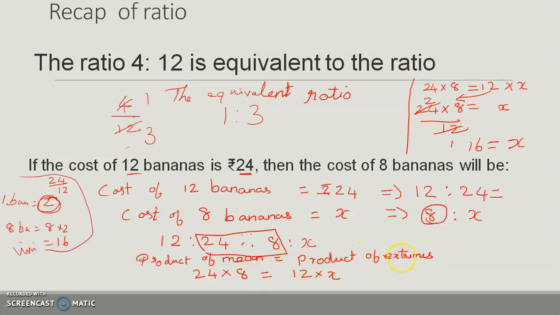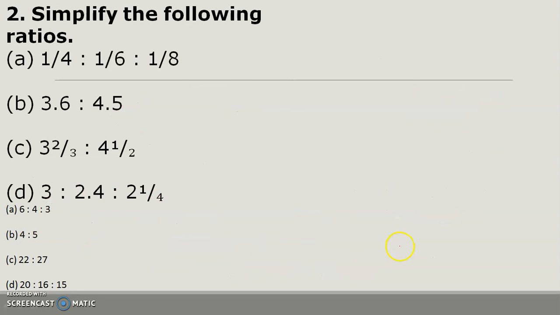Is it clear, children? You can make use of anything, but when it comes to descriptive answers, I will insist you make use of ratios, because ratios and proportion you will come across in all the chapters in every standard. So be confident in this chapter, ratio. Okay, children, shall we move to the next question? Simplify the following ratios. Here there are 4 problems. I will do 2 and you will do 2. I will do A and D. You will do B and C as homework. Okay, this you have to post in Google Classroom.